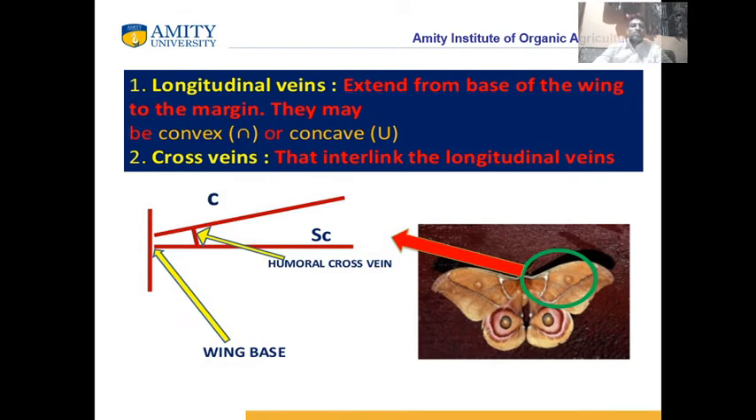These are the typical structures. The first longitudinal vein is denoted by C, it is costa. The second one is subcosta, and the angle between costa and subcosta is called the humeral angle, and this link between costa and subcosta is called the humeral cross vein.